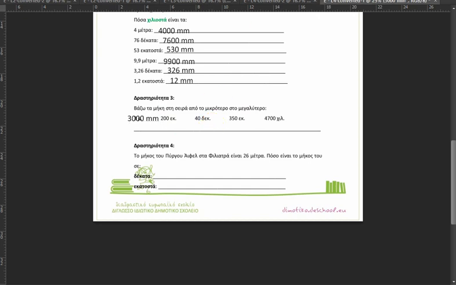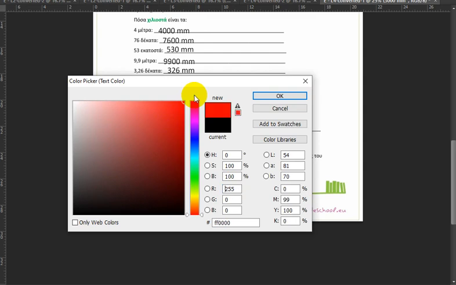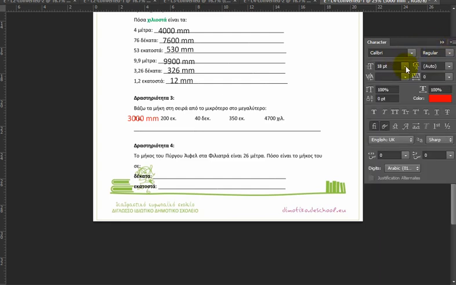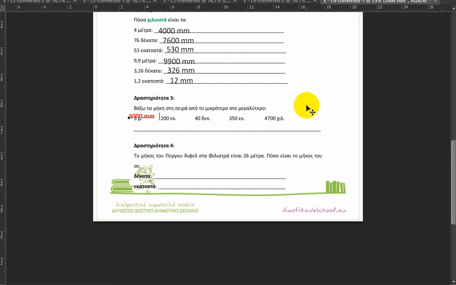Actually, I'm going to use red. And we're going to make this a little smaller. And bold, so that you can tell it apart from the rest. 200 centimeters is 2,000 millimeters. 40 decimeters is 4,000 millimeters. 350 centimeters is 3,500 millimeters. And the last one is already in millimeters.